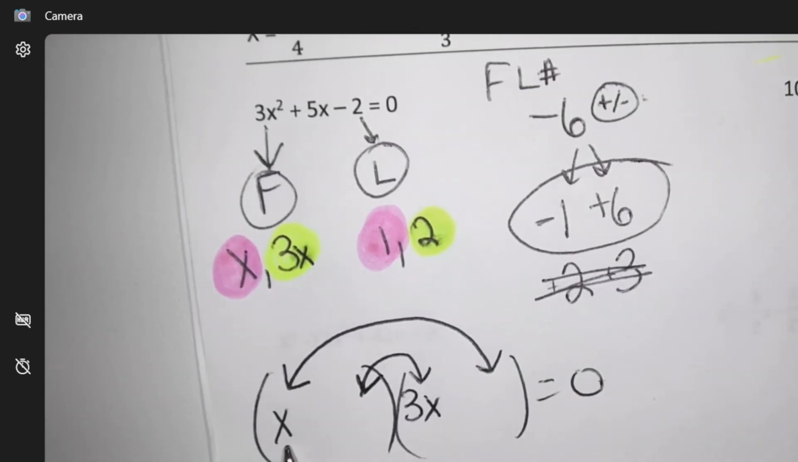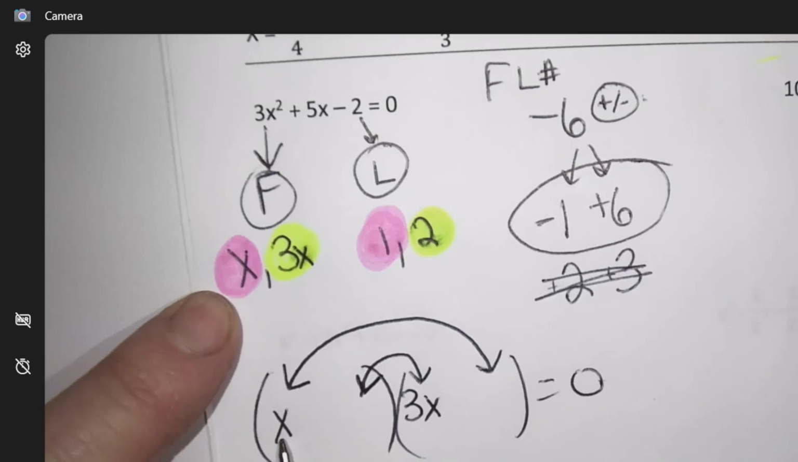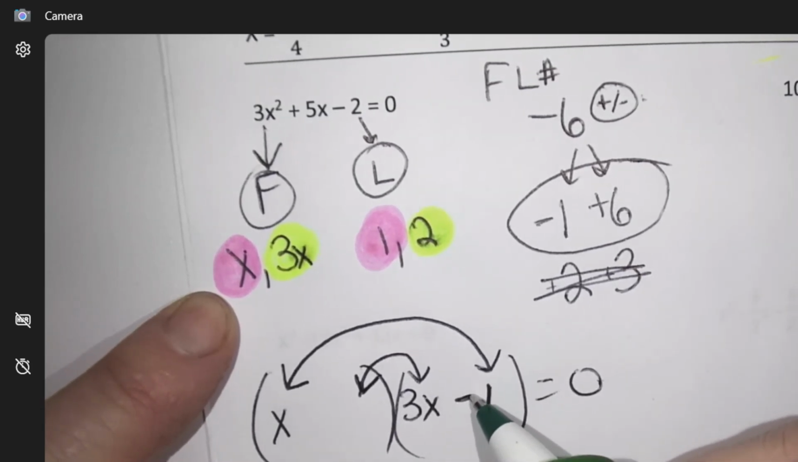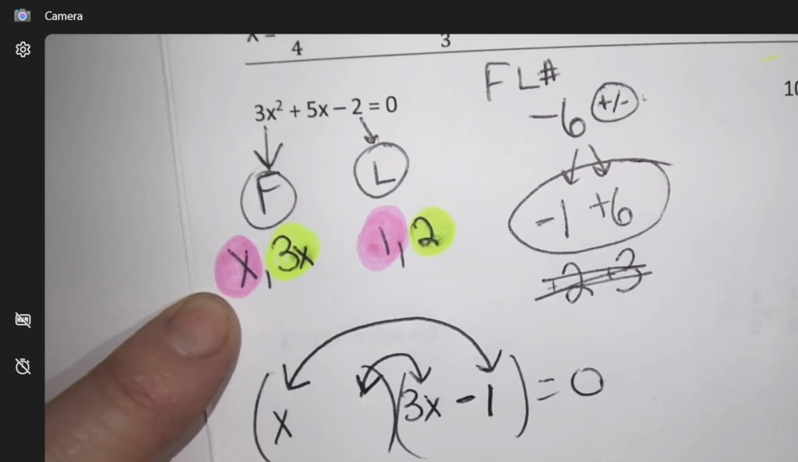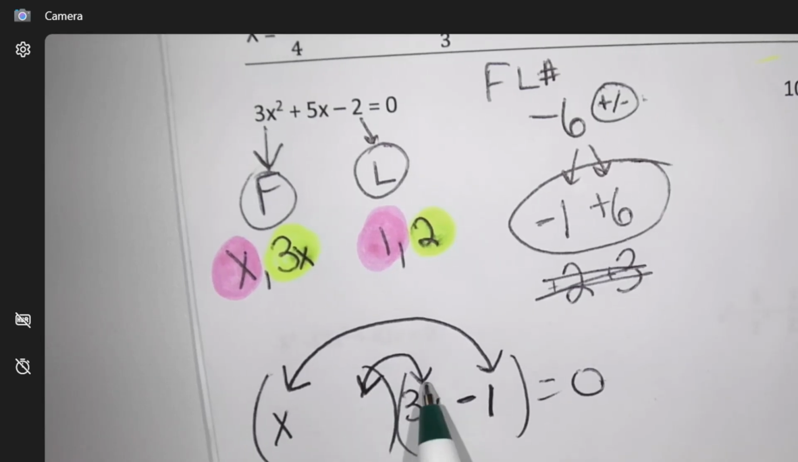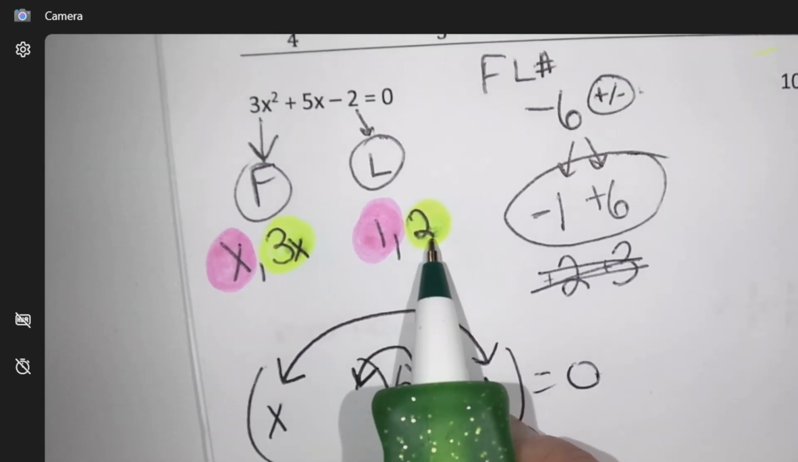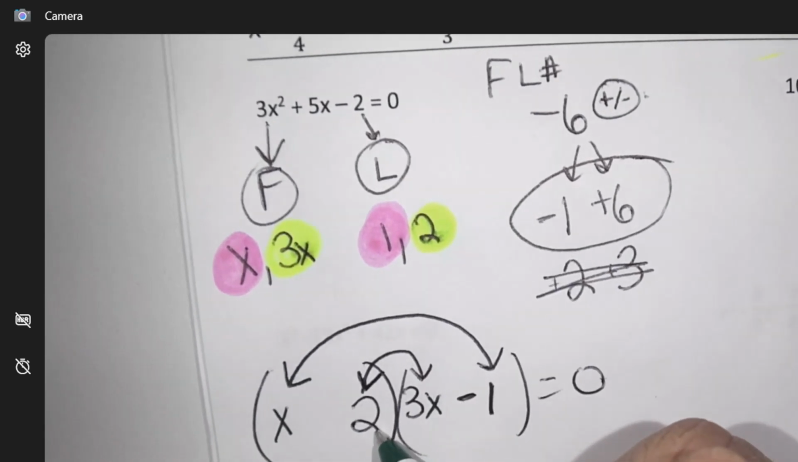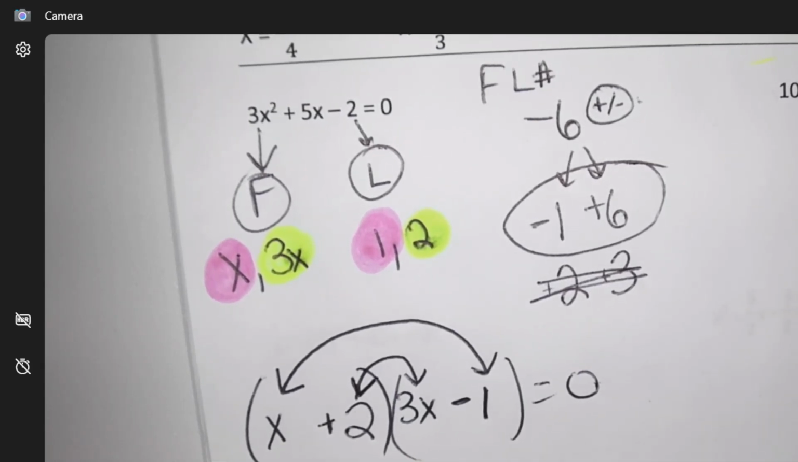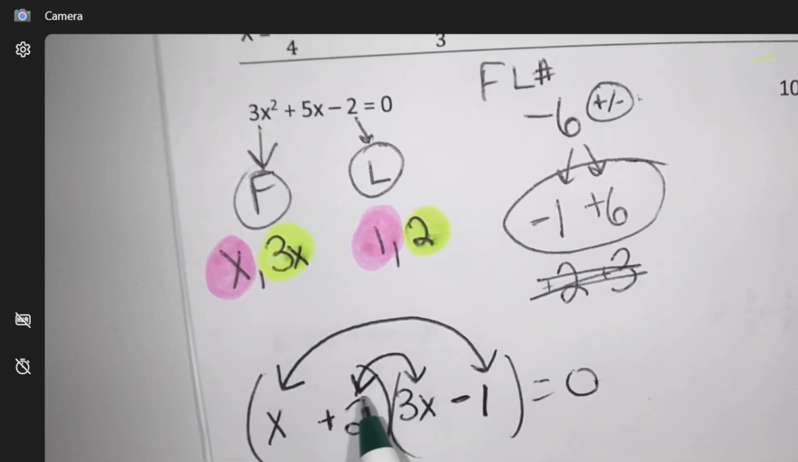Okay, so what did we connect here? What did we do? We wanted the 1x to be with a 1 minus. So there's my minus 1x. And then on this hook, we wanted the 3x to be with a 2 to make a 6x, a minus 6 or plus 6x.